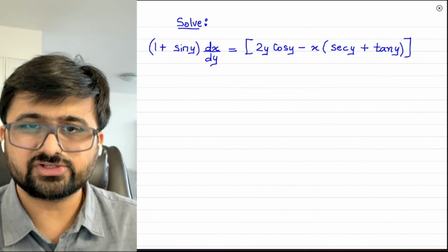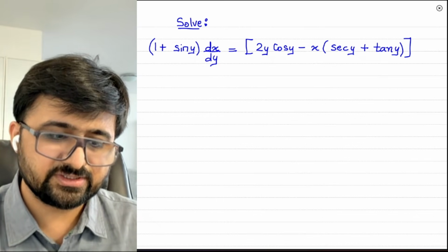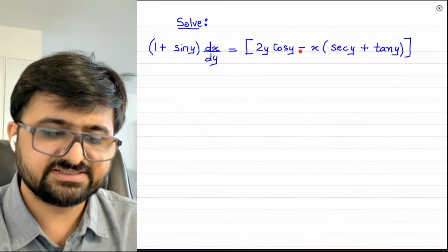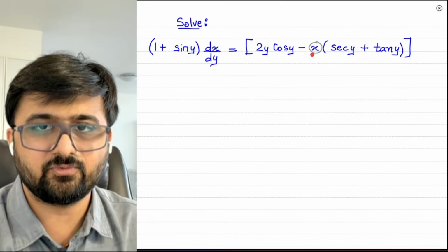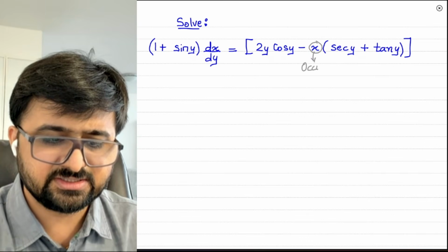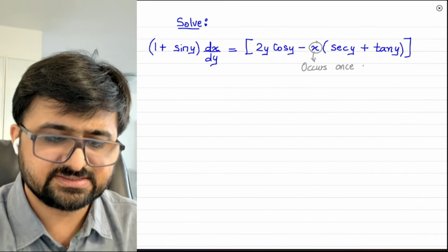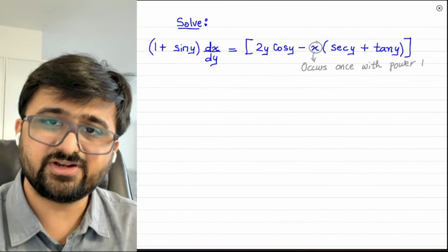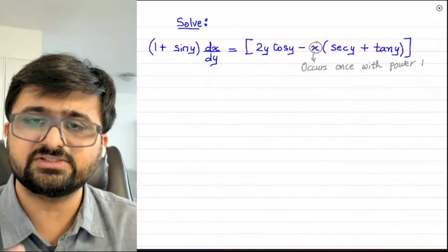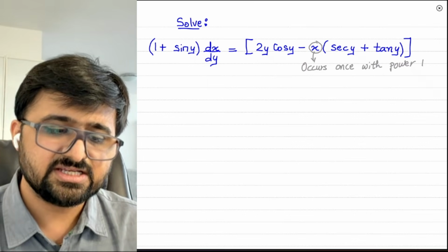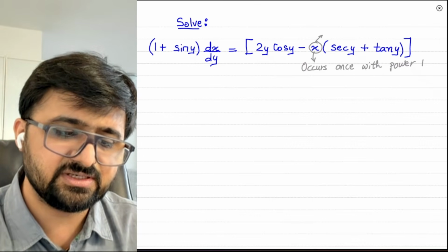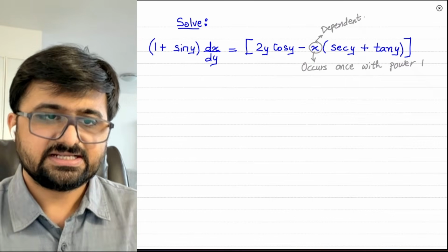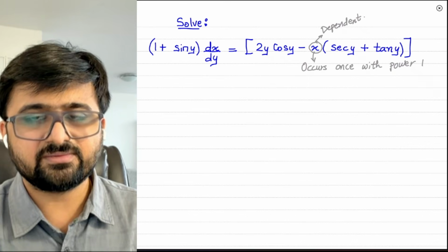This is such a beautiful question that we are solving right now. If you notice this differential equation that we need to solve, y is occurring multiple times in multiple places, but x is occurring only once with power 1. Whatever occurs just once with power 1 is your dependent variable. So x in this case is a dependent variable, is what we are able to conclude so far.